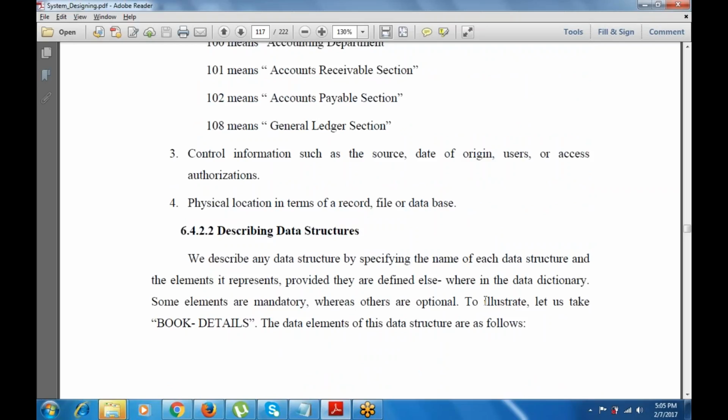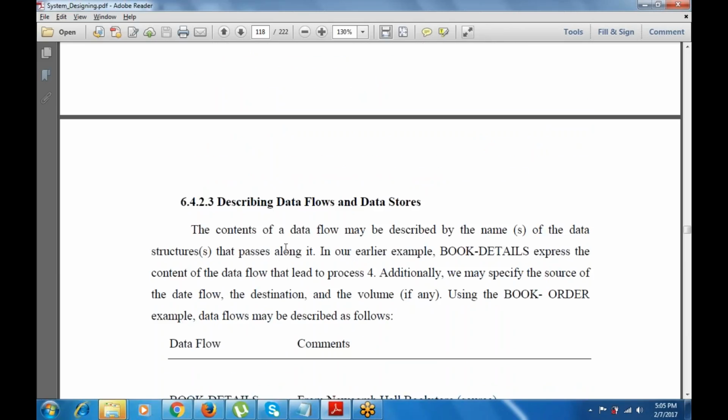The next is how to describe the data structure. Some elements are mandatory whereas others are optional. To illustrate, let us take the book details. The book details is a data structure that is used with the data storage. Then next is describing the data flows and the data stores.